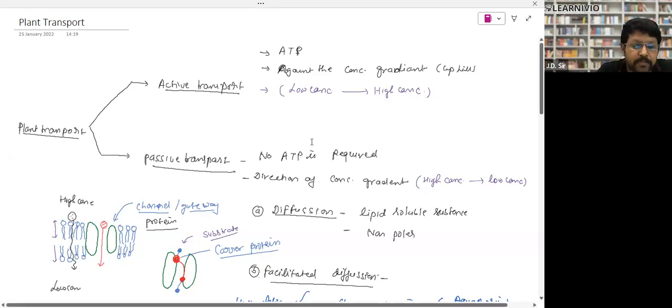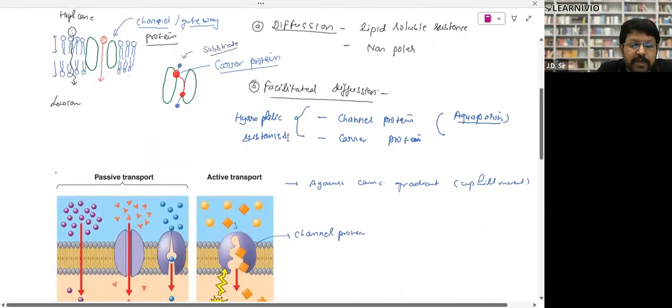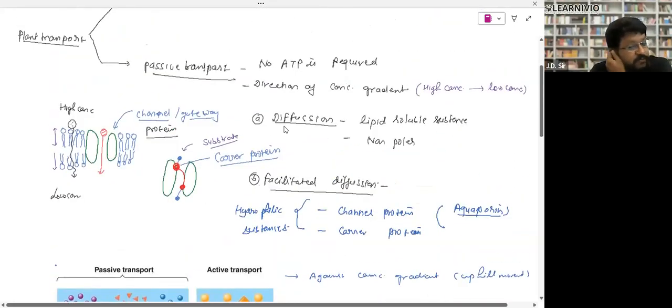Now look, passive transport may be of basically two types. What is that? Diffusion and facilitated diffusion. Both are passive modes of transportation. So you can note it down: passive transport, that is diffusion and facilitated diffusion. Now what is the difference between the two, and how does it take place in the plant?